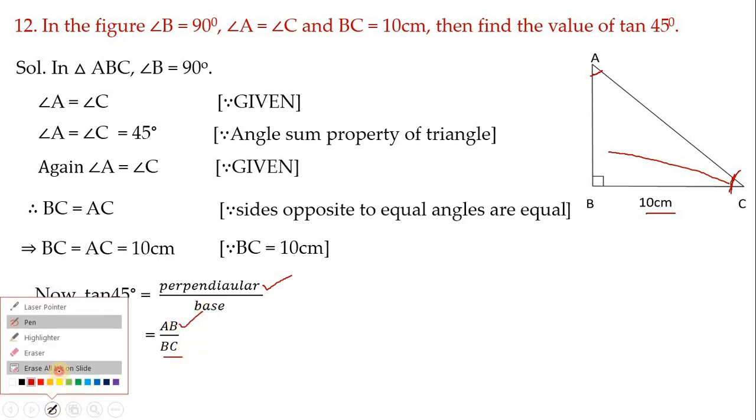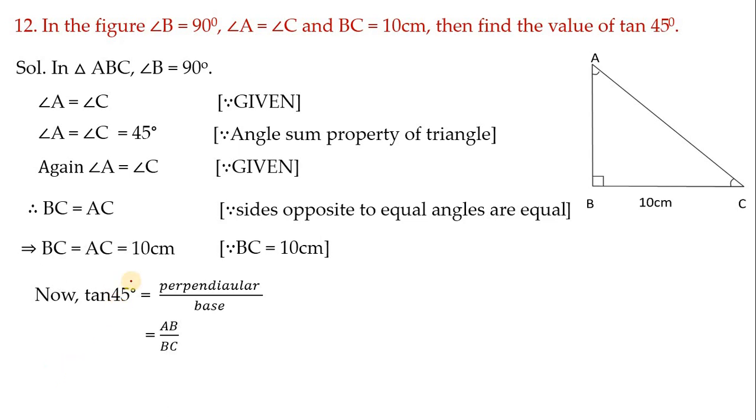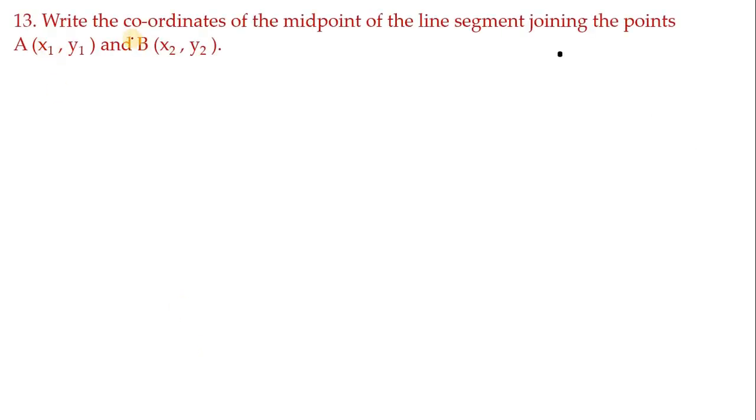Now substitute the values. The AB value we have just found here. I said this is AB, children, don't get confused. So that is 10 by 10, so the values will get cancelled. 10 by 10 is 1. So we get tan 45 degrees as 1. We directly also knew that the tan 45 degree value is 1, but you should not write it directly. You have to solve step by step. Next, let us move on to another problem.